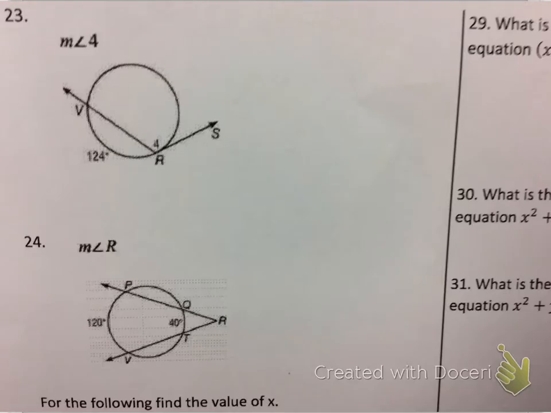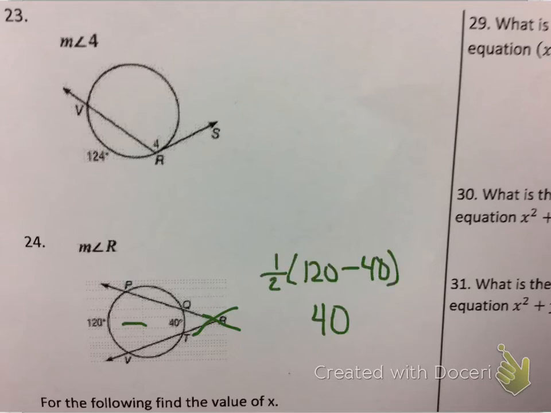What happens on 24? I'm going to go to 24, then back to 23. On 24, we have the intersection happening on the outside. So that means you subtract. You say 120 minus 40, and then take half of that. 120 minus 40 is 80, and half of 80 is 40.